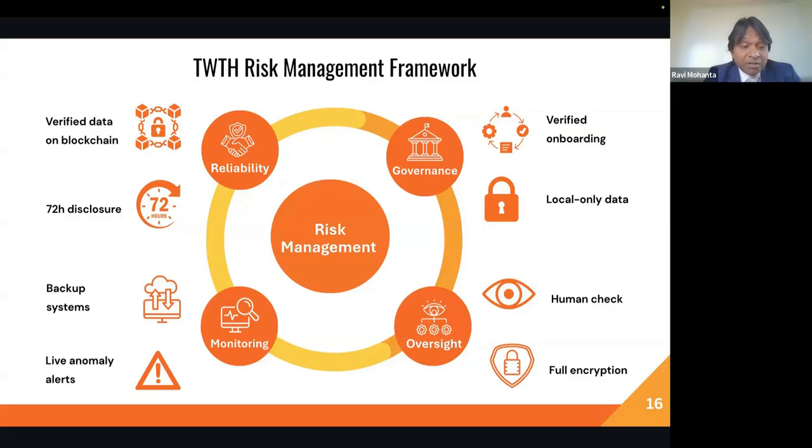Lastly, the monitoring: real-time monitoring across all system activities using alerts and suspicious detections to quickly identify threats or errors. Backup data providers and redundant systems will be implemented to keep operations running smoothly during outages or disruption.